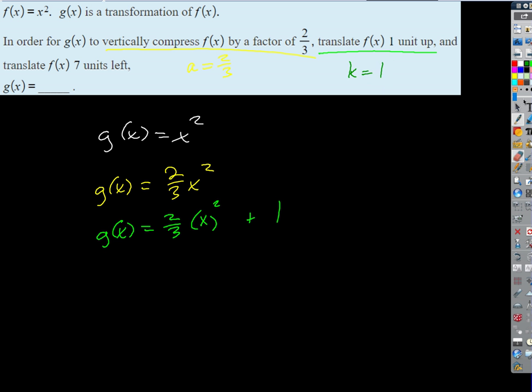And honestly, I can see why the parentheses got put there, but I really don't even need them right now, because I still don't have anything going on inside the function. Agreed? So I don't even really need them yet, but now I do. On this last step I do. Because now if I'm going to translate 7 units left, I'm subtracting -7, well, H is equal to -7, but H is what's subtracted from x. So you've got to be careful with this one.